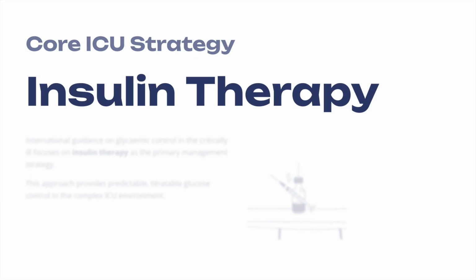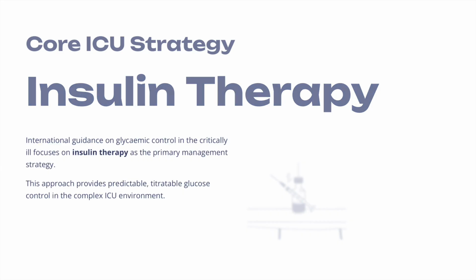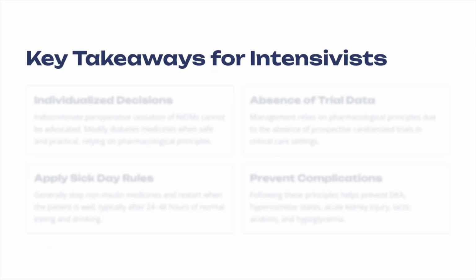Despite all the advances, the core ICU strategy still remains insulin therapy. So always go back to insulin therapy because it is predictable, titratable, and in the complex ICU setting, this is the best drug that we can use, with very good pharmacokinetics and pharmacodynamics, which we understand at least in critically ill patients.